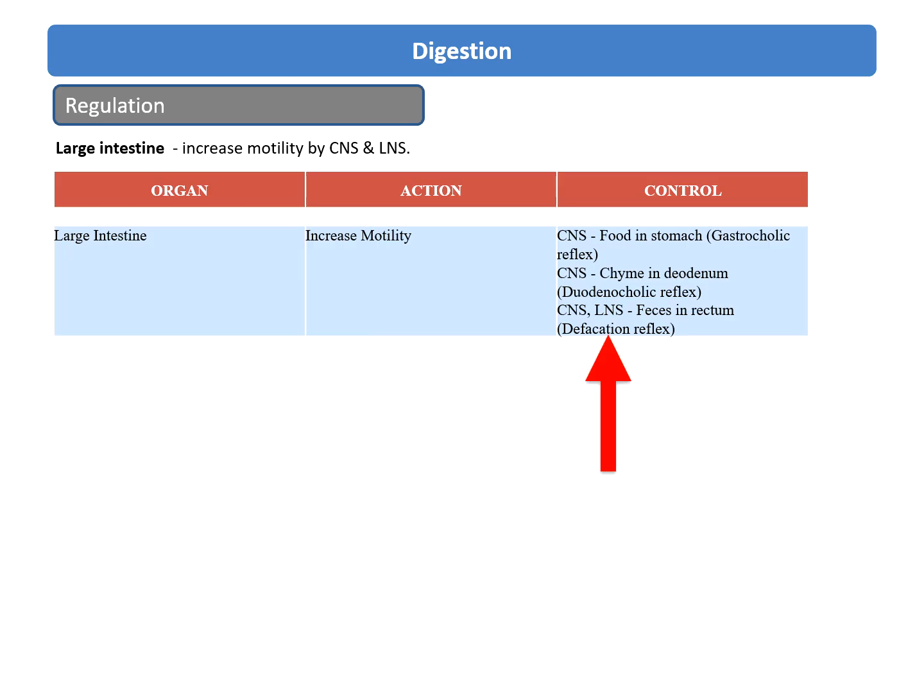Control is both central control when food is present in the stomach, called the gastrocolic reflex, also central control when chyme reaches the duodenum. This is the duodenocolic reflex. Then both central and local control occurs when feces are in the rectum. This is called the defecation reflex.